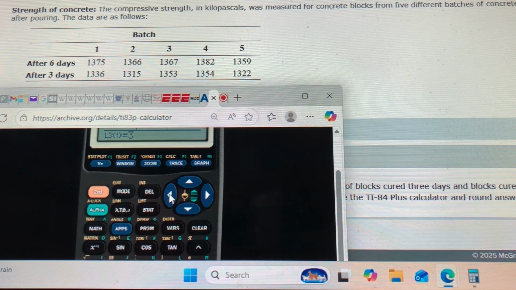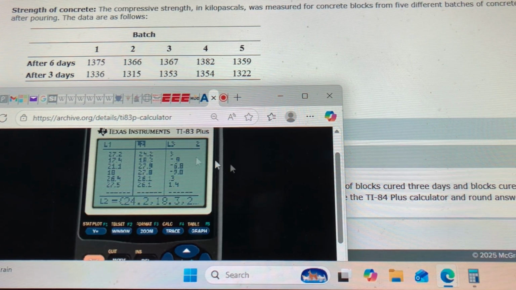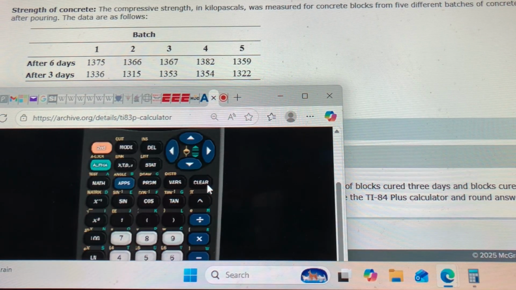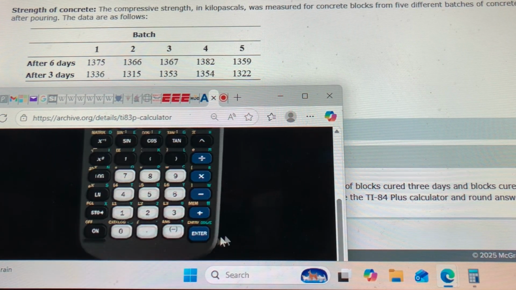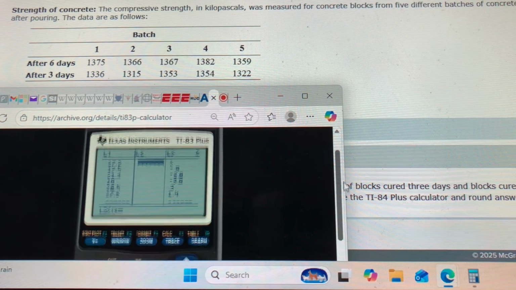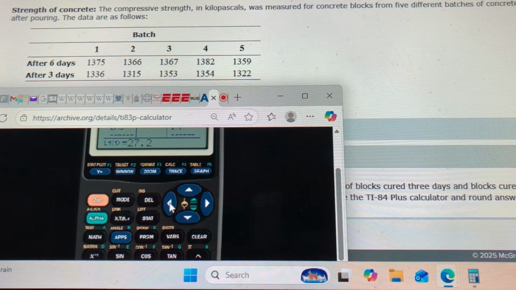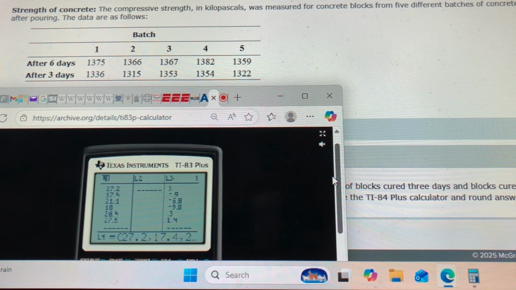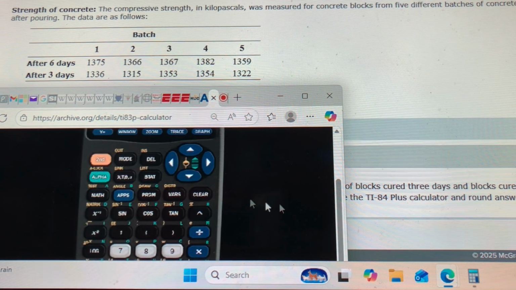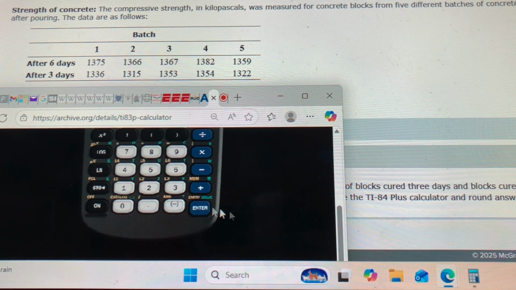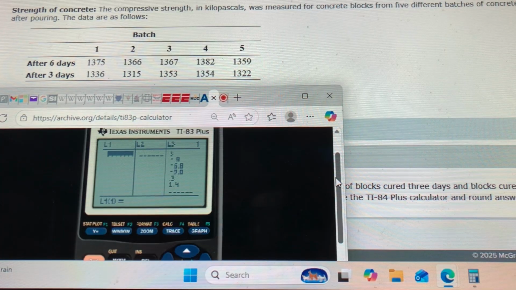I'm going to go left arrow and up arrow to get to the top of L2. And while I'm at the top, if I hit clear, enter, then it clears that list out. You don't want to hit delete or the whole list disappears. So left arrow, up arrow so that L1 is highlighted, and then hit clear, enter. So now I'm all set to type in a new data set.